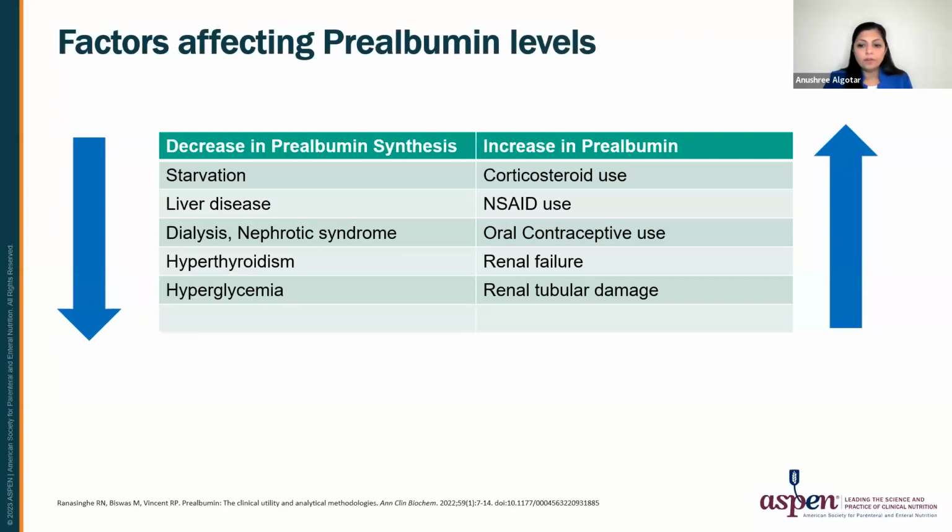This is a summary of the changes in pre-albumin level in different situations. Levels decrease with decrease in synthesis, as seen in starvation, liver disease, dialysis, nephrotic syndrome, hyperthyroidism, and hyperglycemia. Conversely, corticosteroid use, non-steroidal anti-inflammatory drugs, and oral contraceptives may increase pre-albumin levels. It is also seen to increase in renal failure and renal tubular damage. Pre-albumin currently has a controversial use as a nutritional marker by itself, and perhaps may serve as a complement to anthropometrics, physical exam, and history.